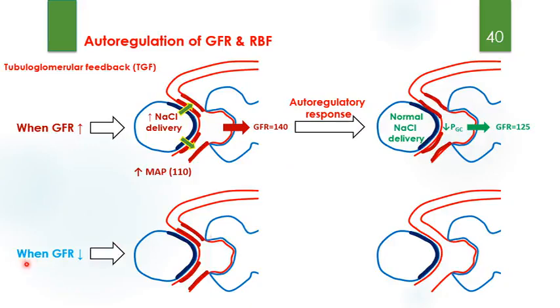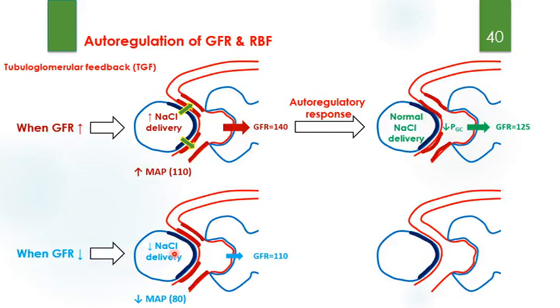And the opposite will occur when GFR is decreased for any reason, for example, due to hypotension, where the mean arterial pressure is dropped from 95 to 80. The GFR will be decreased at first, initially, from 125 to 110, and the sodium chloride delivery to the juxtaglomerular apparatus or macula densa cells will be reduced.